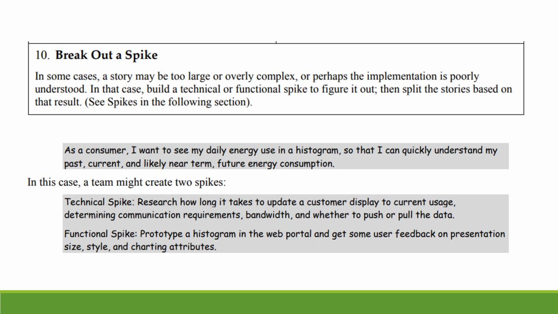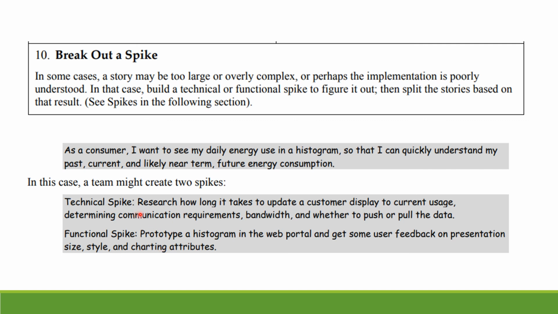The last, the final one, is a breakout spike. In some cases a story may be too large or overly complex, or perhaps the implementation is poorly understood. In that case, build a technical or a functional spike to figure it out. Let's take an example. As a consumer, I want to see my daily energy use in a histogram so that I can quickly understand my past, current, and likely near-term future energy consumption. So this is my story. I'm splitting it into technical and functional spikes.